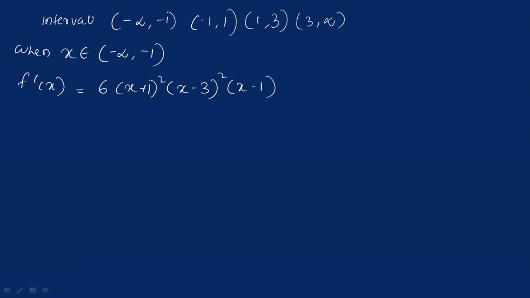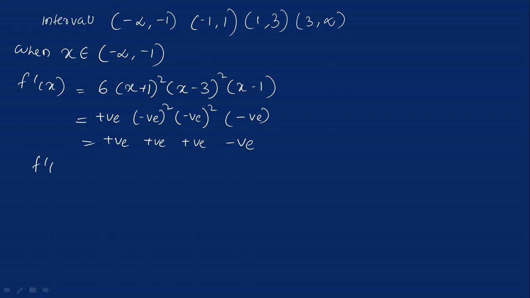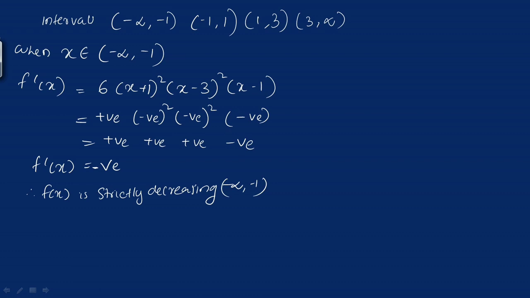So we will be having 6 as a positive quantity. Now (x + 1)², if we apply a value between −∞ to −1, it is a negative quantity, so negative whole square. Similarly (x − 3)², that is a negative quantity whole square, into (x − 1), that is a negative quantity. So we have positive into positive, positive into positive, positive, and positive into negative, that is negative. So we can write f'(x) is negative. So f(x) is strictly decreasing in the interval −∞ to −1.